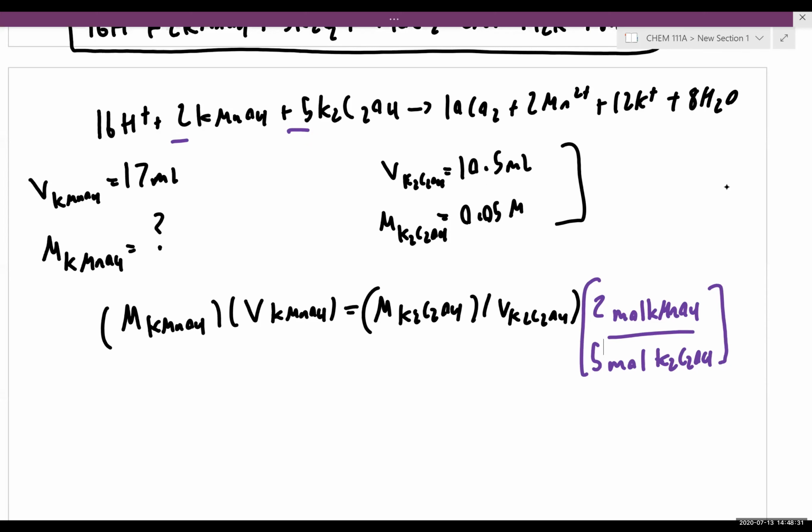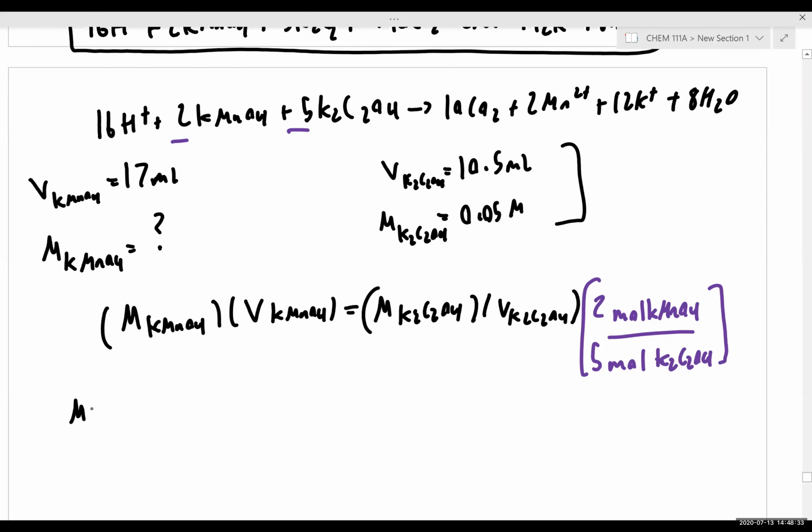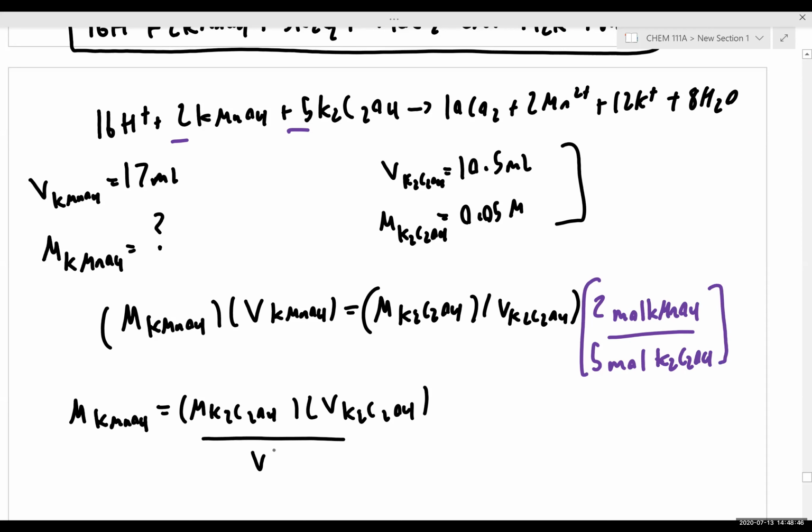Self-indicating, per se. Okay, so solving, we get the molarity of potassium permanganate is equal to the molarity of potassium oxalate times the volume of potassium oxalate over the volume of potassium permanganate.